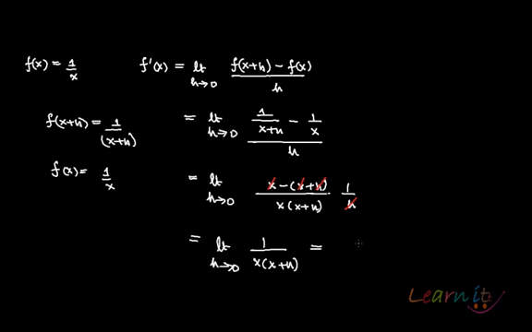So wherever h is, we'll just put it equal to 0, and this will be 1/(x into x), which is minus 1/x squared. This minus is still remaining. So what you have found out is that f'(x) is equal to minus 1/x squared.